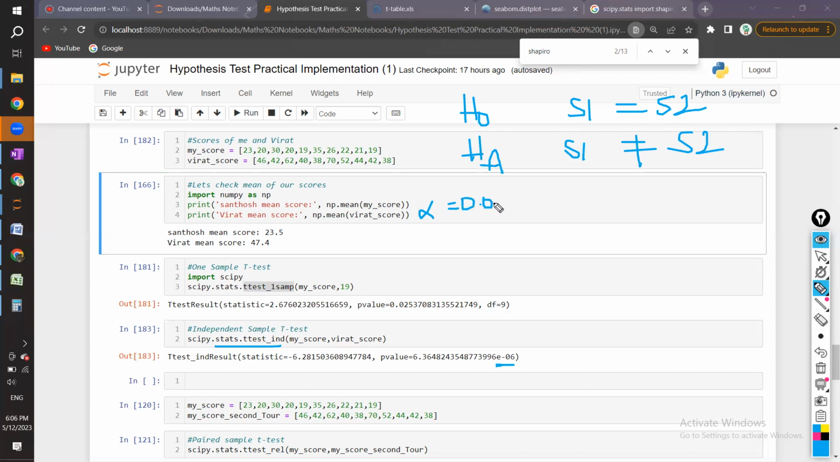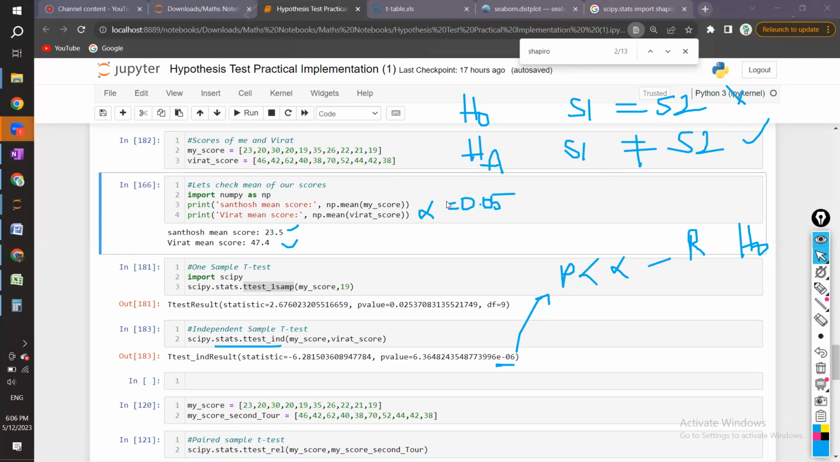So in this scenario, p-value is less than alpha, so we need to reject the null hypothesis. This is rejected and this is accepted. That means scores are not equal. Obviously, the scores are not equal. Is it clear? Yes, sir.